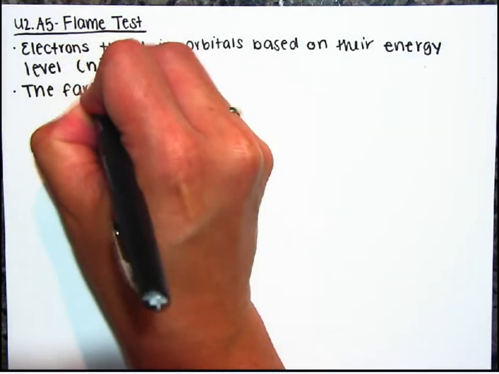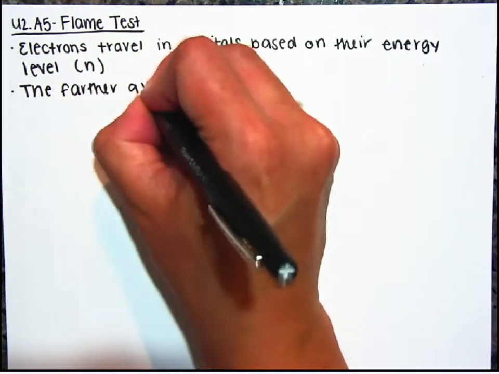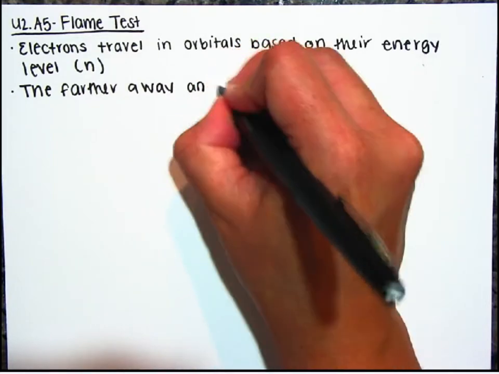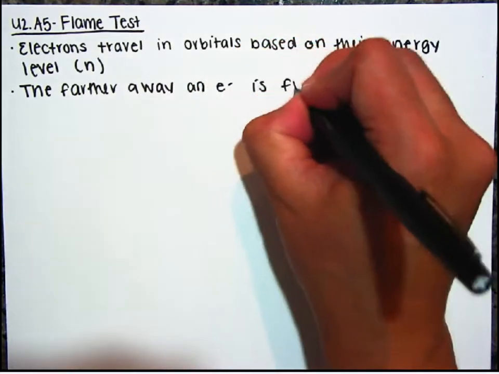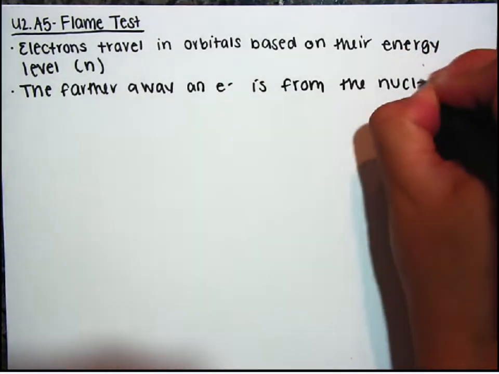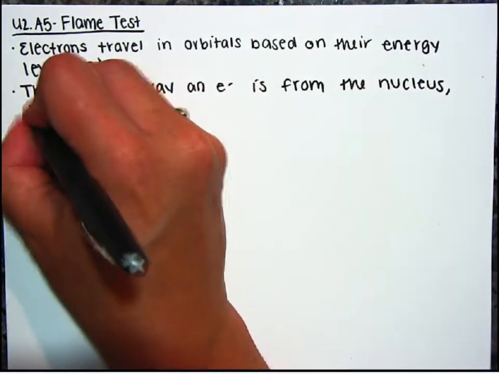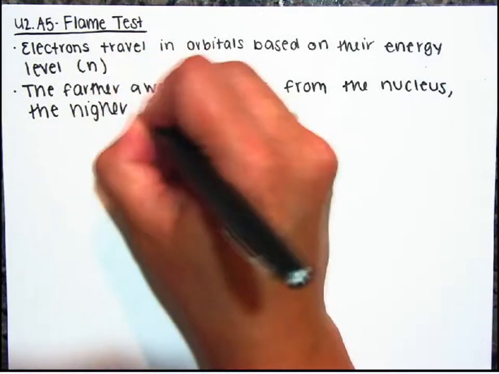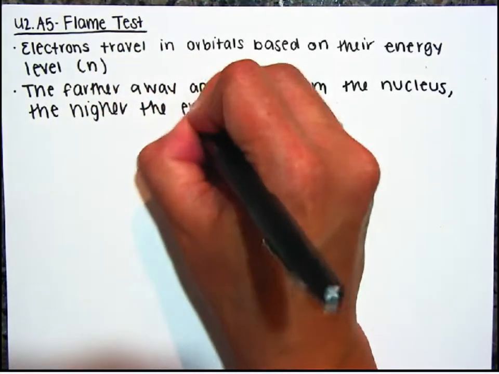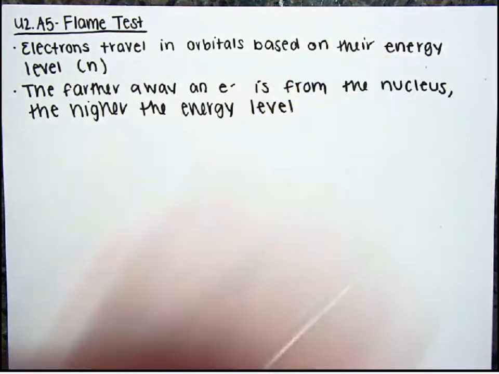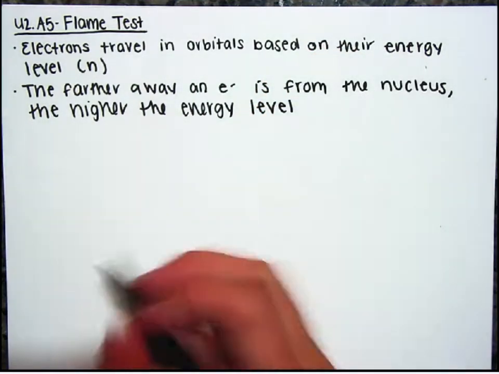The farther away an electron is from the nucleus, the higher the energy level. So we talked about that already. Those first 2 points should sound familiar.